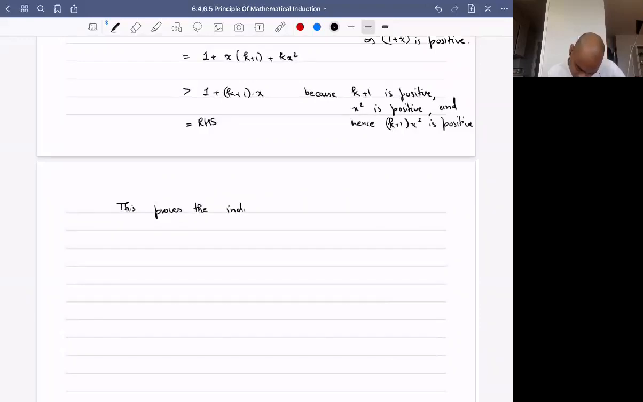This proves the inductive step, and hence the original statement is true by the principle of mathematical induction.